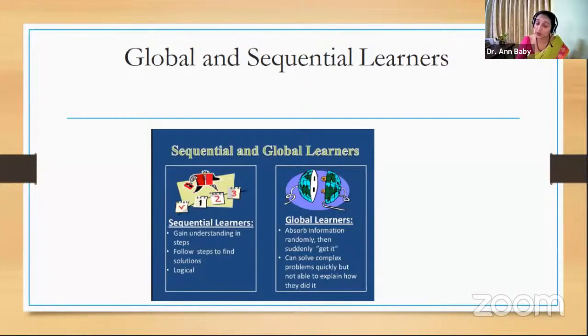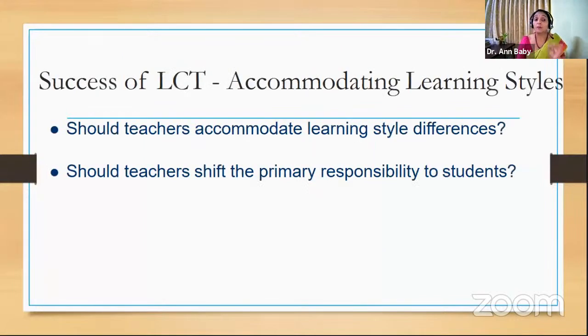So some of our students could be sequential, global, inductive, deductive, visual, auditory, tactile. They could be a mixture of all these. Now, the success lies in accommodating all these learner styles. I have two questions over here. Should teachers accommodate learning style differences, or should the teachers give the primary responsibility to the students?